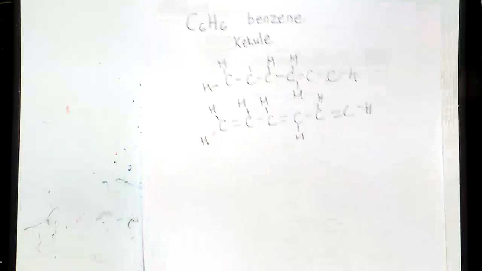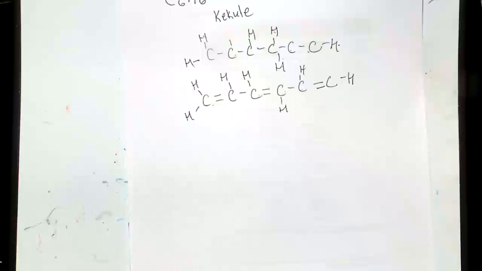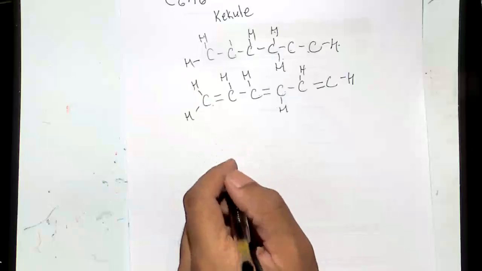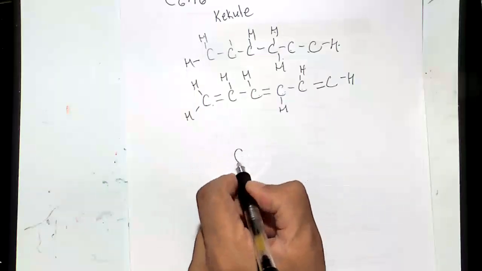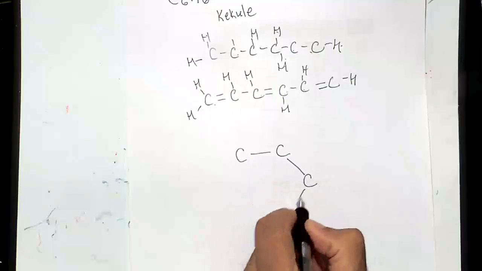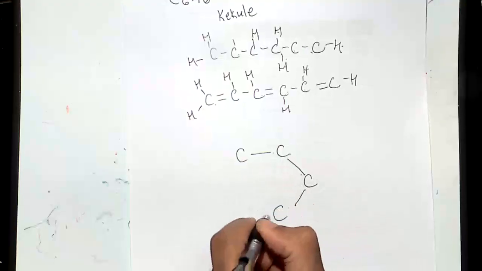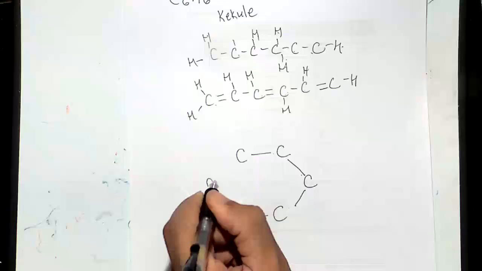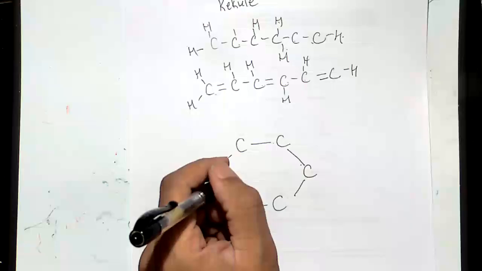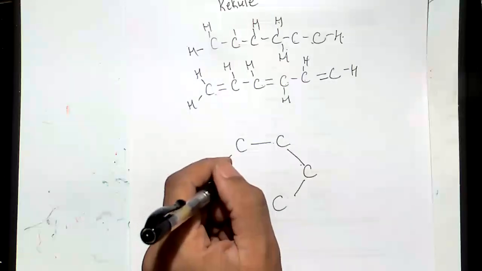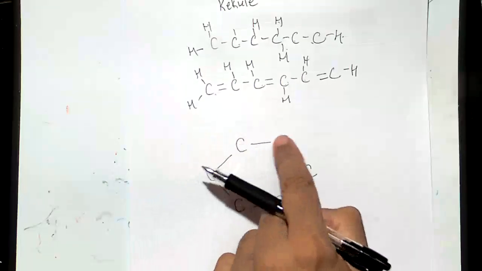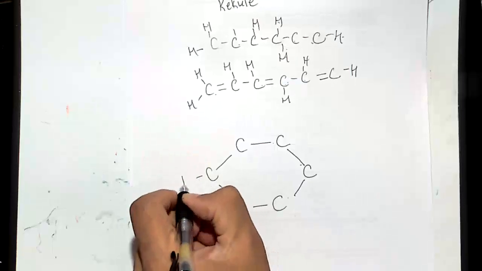A circle. A ring. It closes in on itself. So to get 6 carbons and 6 hydrogens, it's going to be carbon, carbon, carbon, carbon: 1, 2, 3, 4, 5, 6. So there's your 6 carbons. How will we get to 6 hydrogens? We put 1 on each: 1, 2, 3, 4, 5, 6.